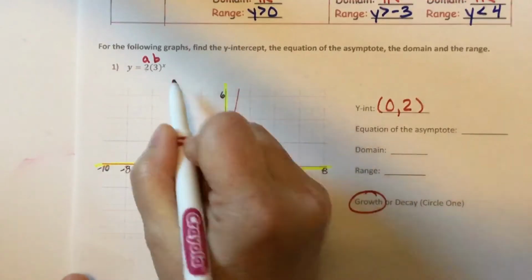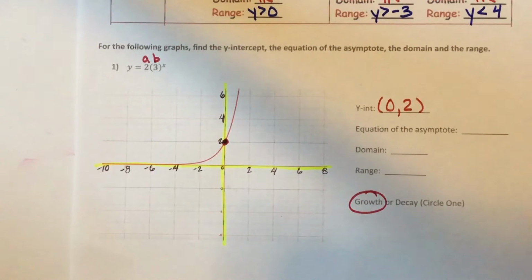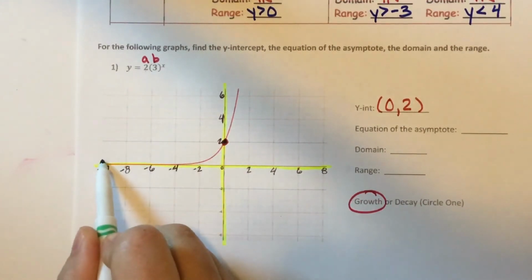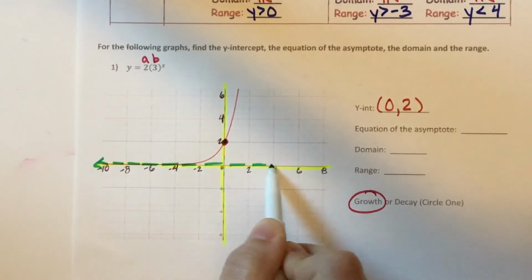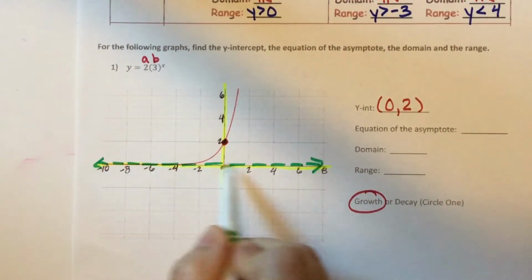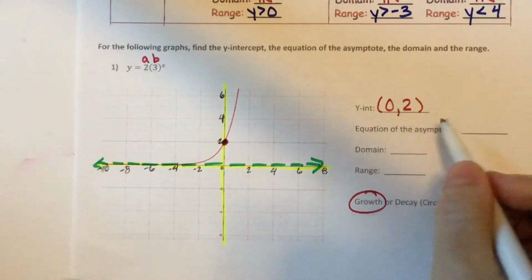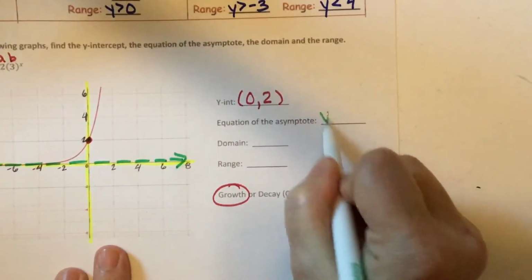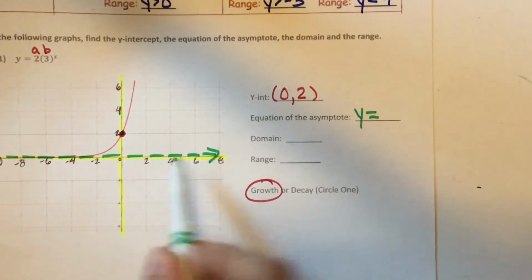All right, see how there is no plus or minus in the back of this? So that means that our x-axis is our horizontal asymptote. And it's a horizontal line, so it's going to be y equals, and everywhere on this line, our y has a value of 0.